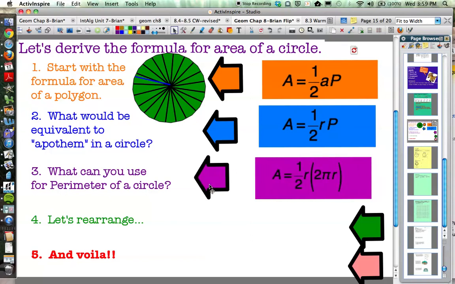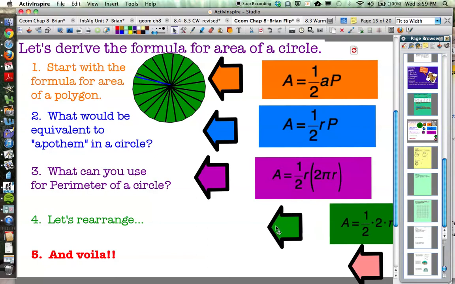Now, what can you use for the perimeter of a circle? Well, the perimeter of a circle is pi times d, as you guys should remember, pi times diameter. We can also state it with reference to the radius, because a diameter is 2 times the radius. So 2 times pi times r is a way we can state the circumference of a circle also. So now our formula becomes 1/2 times r times 2 times pi times r.